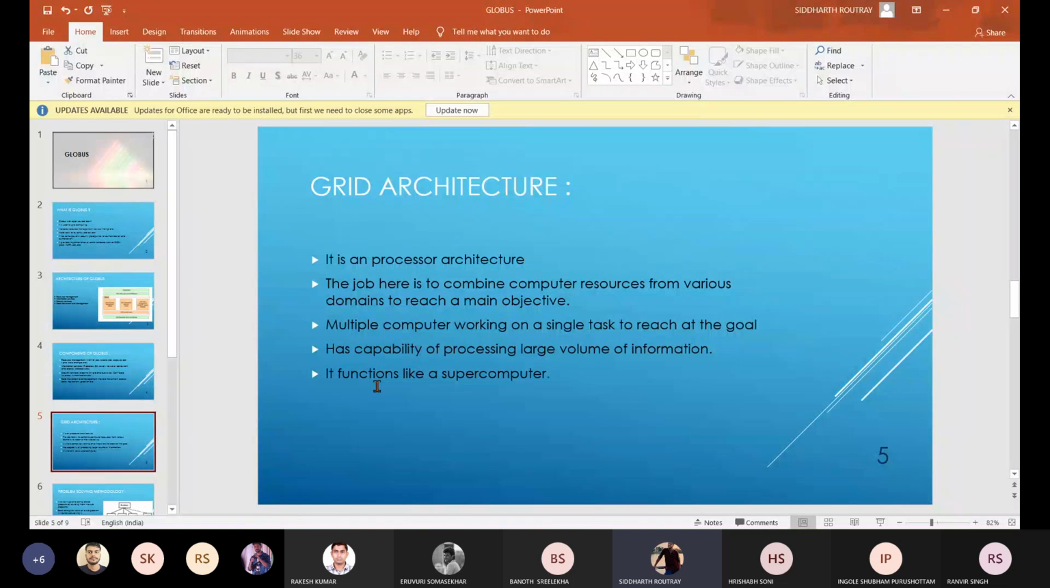So basically this is known as the grid architecture, and this functioning is known as grid computing, which is based on the grid architecture. Multiple computers work on a single task to reach the goal, and it has the capability of processing a large volume of information. A computer has a limit, so it can work only up to a point. If we have a task that requires more than one computer's capability, then we use grid architecture or grid computing. Hence it is said that computers or jobs based on the grid architecture function like a supercomputer, because a supercomputer is used as the input and output of many sub machines.